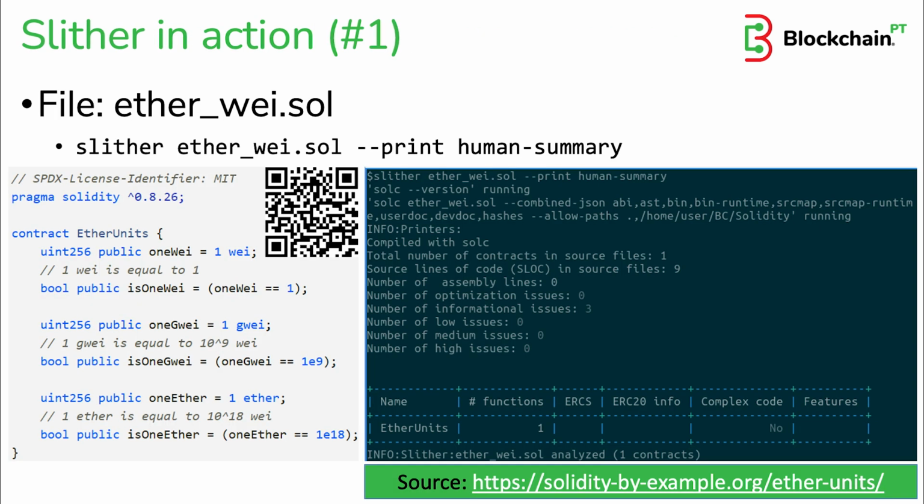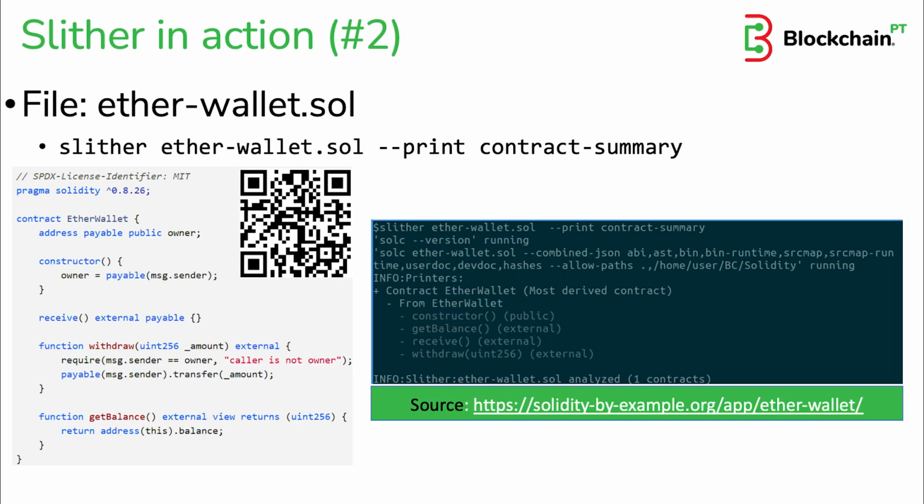Slither in action, number 1. We provide an example with Slither, analyzing a short and simple Solidity program to produce a so-called human summary of the program. Slither in action, number 2. We now apply Slither to the same Solidity program to produce a contract summary, which is shown on the right.